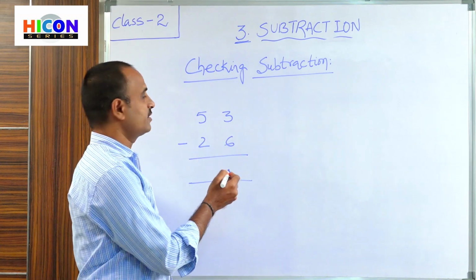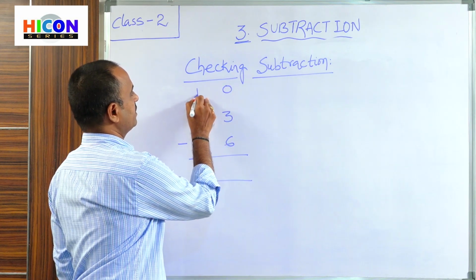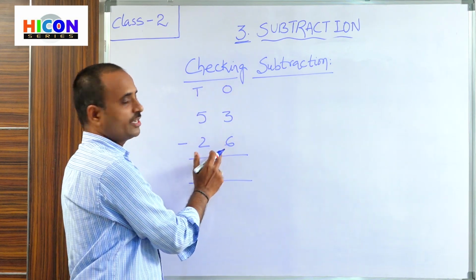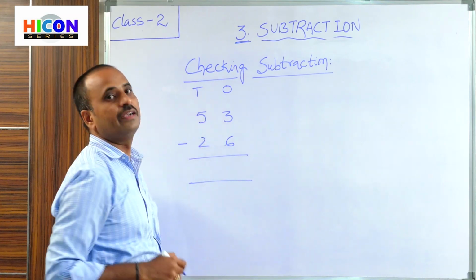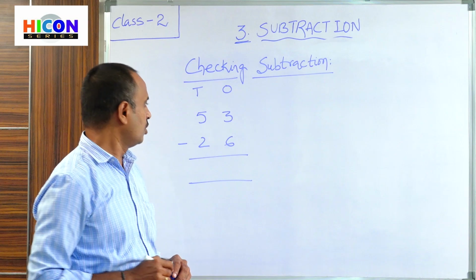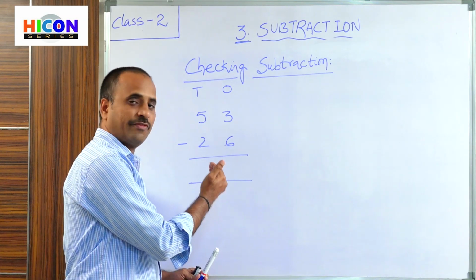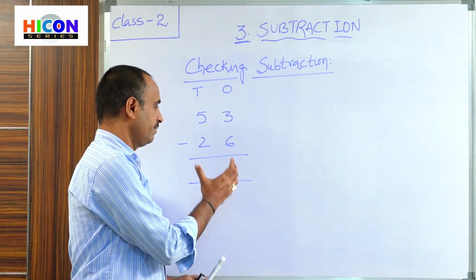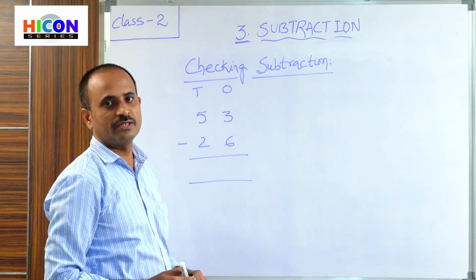So, write the places first. Here this is ones place and this is tens place. 3 and 6 are present in ones place. 5 and 2 are present in tens place. Now, do the subtraction. After doing subtraction, we can verify whether the answer is correct or not. So, let us do the subtraction first.